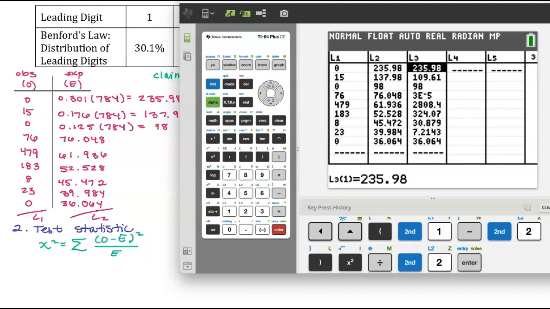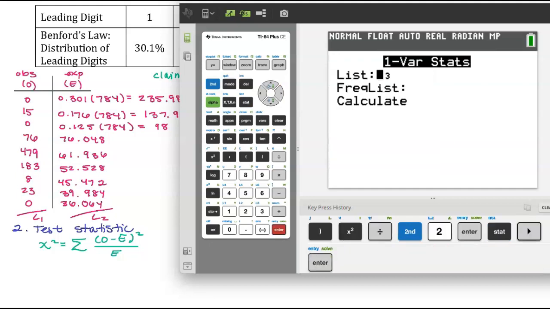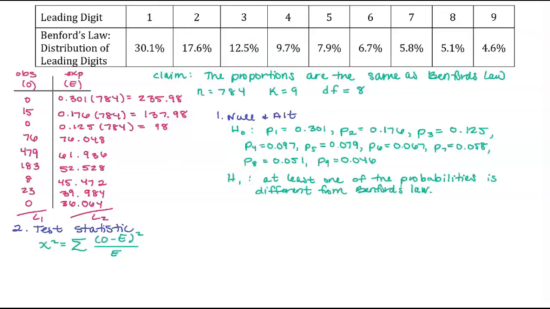Now our test statistic is the sum of the values in list 3, which we can find by going to Stat, Calculate, one variable statistics, and list 3 as our list. Pressing enter when calculate is highlighted, we find our sum of 3,650.243. We created list 3 as list 1 minus list 2 squared divided by list 2. That meant that our test statistic was equal to the sum of the values found in list 3, or 3650.243.